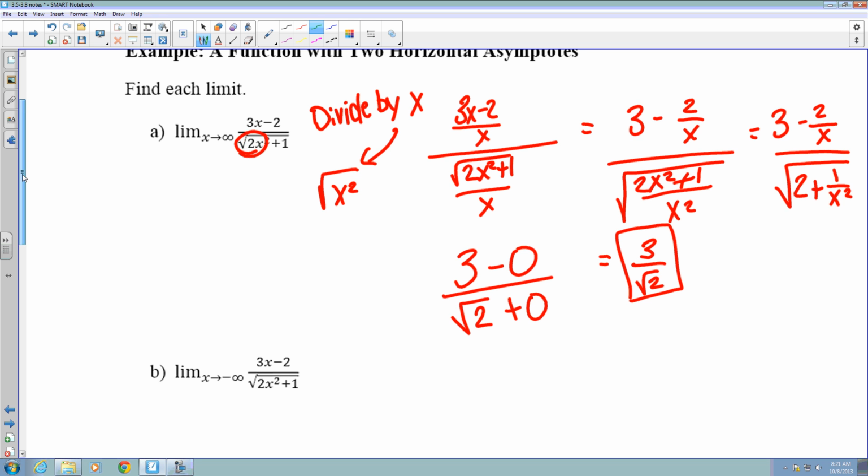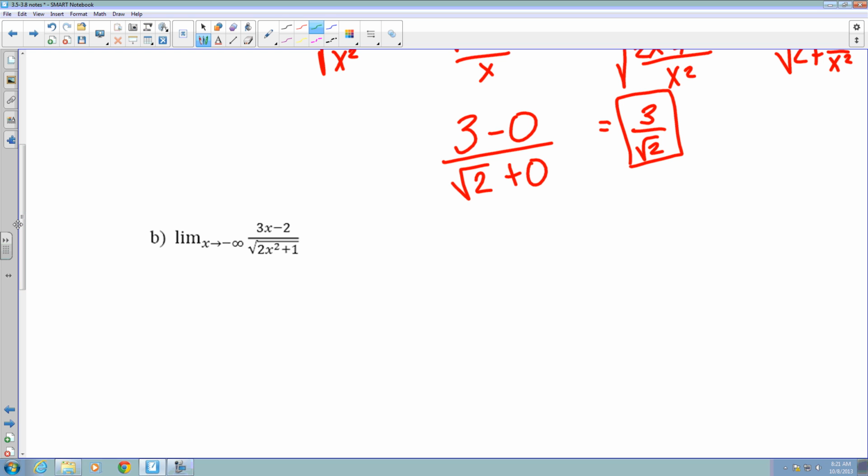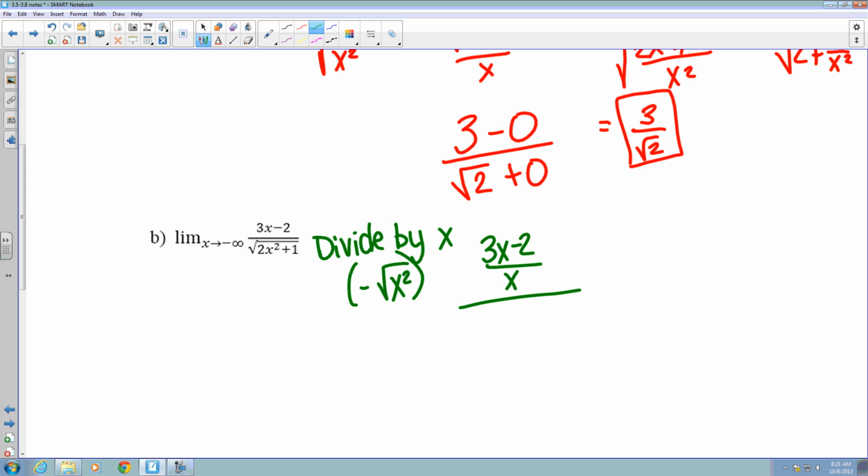So that was at positive infinity for the limit. This one is the limit as we approach negative infinity. So this time we need to divide by x, and this time our x is going to be negative square root of x squared because we're approaching negative infinity. So on top it's just x. On the bottom is where we have to be concerned with the negative square root of x squared. So I'm going to put it inside right away, the exponent.